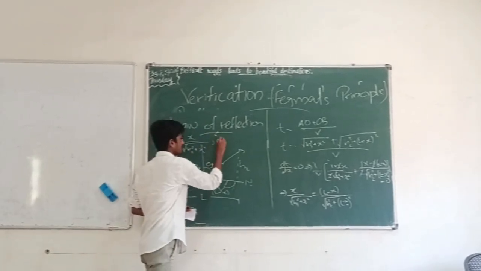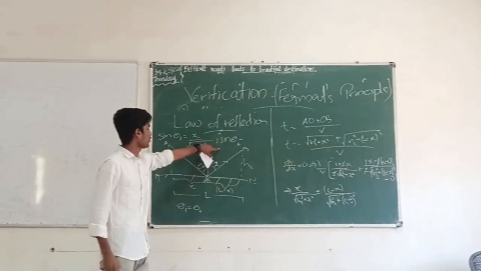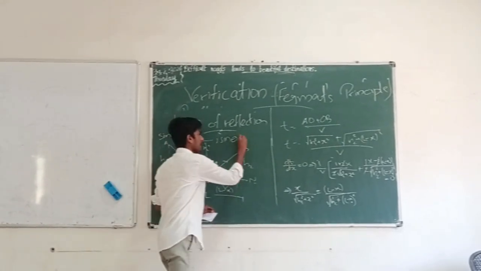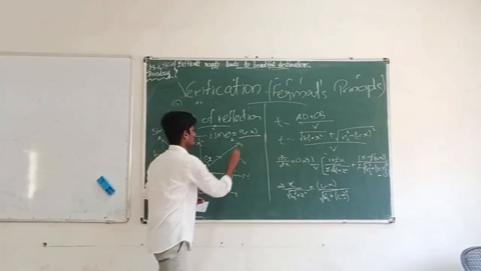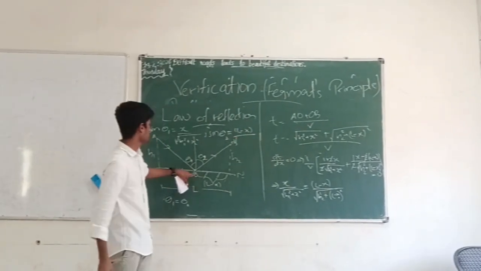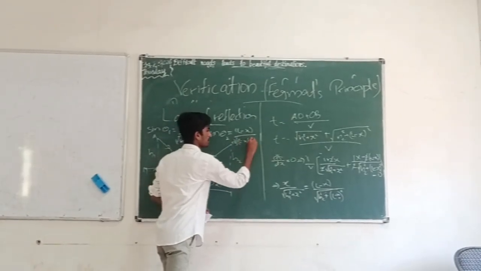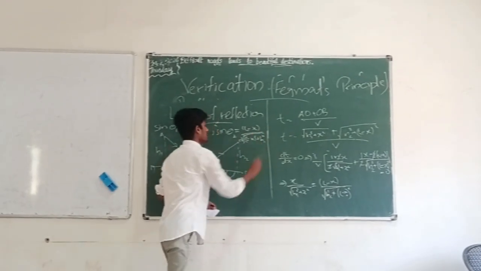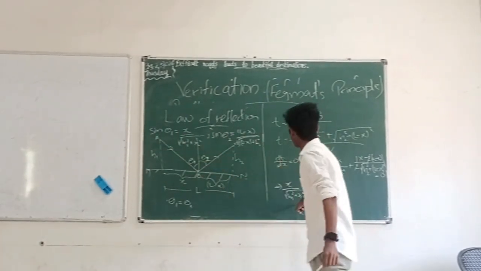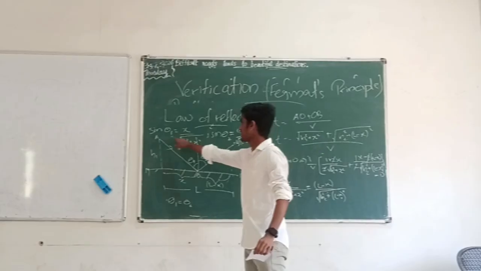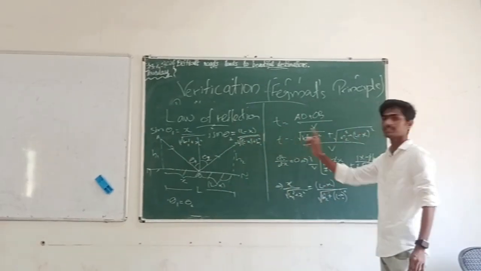Now what is sin theta 2? Sin theta 2 is the same way. Opposite by hypotenuse. Opposite is L minus x by hypotenuse, which is root of L minus x whole square plus h2 square. Now compare these things. X by root h1 square plus x square, that is sin theta 1. And L minus x by this, that is sin theta 2.